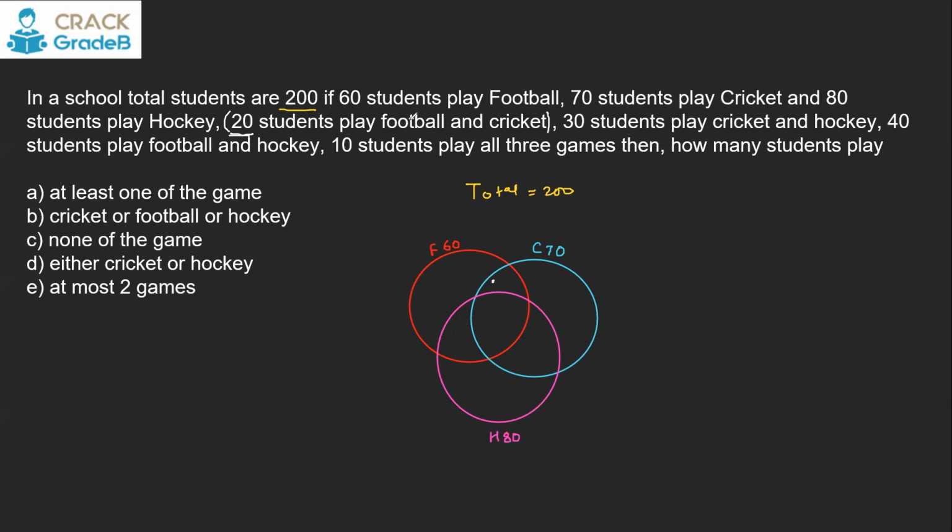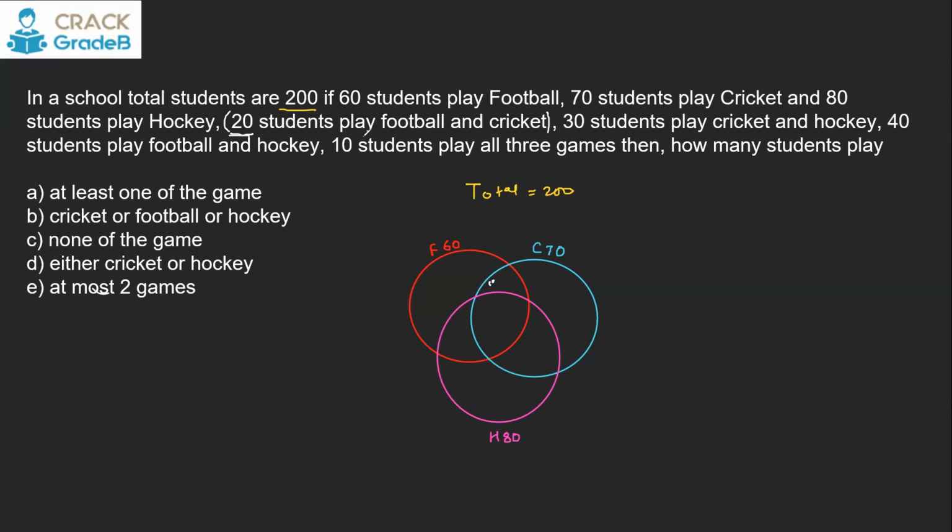It is just like in the previous example, when it says 50 people drink tea. Did that mean that 50 people drink only tea? No. Some of those were drinking coffee as well. So similarly, when it says 20 students play football and cricket, it does not mean they play only football and cricket. Some of them can play hockey as well. So you cannot write 20 here, because once you write 20 here, you are ruling them out of the hockey circle.